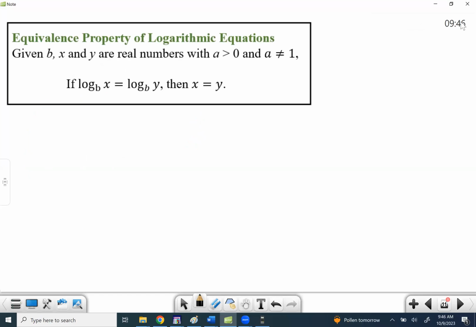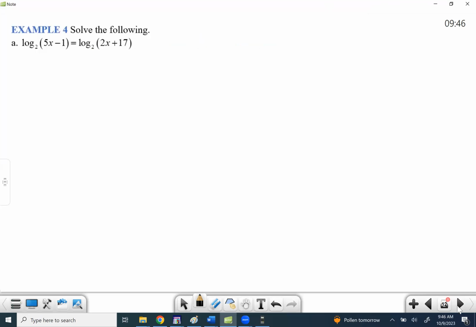Okay, so I told you that we would have an equivalence property for logarithms as well. It basically says the same thing. If log base b of x equals log base b of y, then it must be that x equals y. In other words, we don't care about the logs. Those equal each other, log base b, log base b. Let's set the arguments of the logarithms, the inside of the logarithms, equal to each other. This would be a perfect example. They have the same base. They're both log base 2. So on the next line, we can say, forget the logs. We're just going to go ahead and write 5x minus 1 equals 2x plus 17, and then we'll solve this.